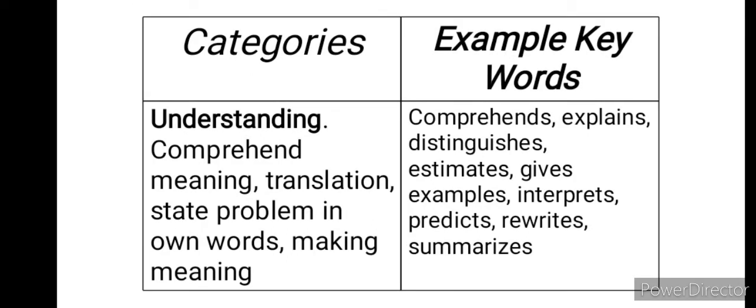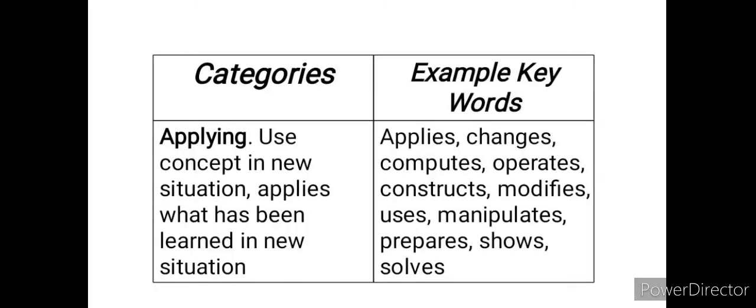The next category is understanding. Comprehend meaning, translation, state problem in own words, and making meaning. The example of this is the students can explain how typhoons are formed. And the appropriate learning outcome verbs for this level include comprehends, explains, distinguishes, estimates, gives examples, interprets, predicts, rewrites, and summarizes.